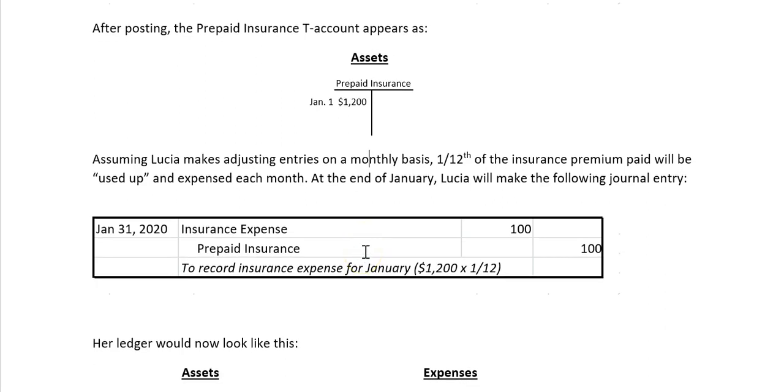Assuming Lucia makes adjusting entries on a monthly basis, 1/12 of the insurance premium paid will be used up and expensed each month. At the end of January, Lucia will make the following journal entry. So on January 31st, 2020, we recognize insurance expense for the month, so that's 100, and prepaid insurance is credited for 100. That portion of the prepaid insurance asset we no longer have since it's now been used up.